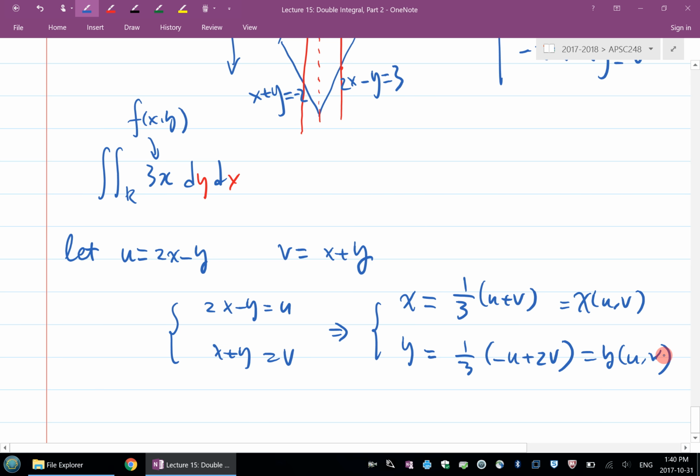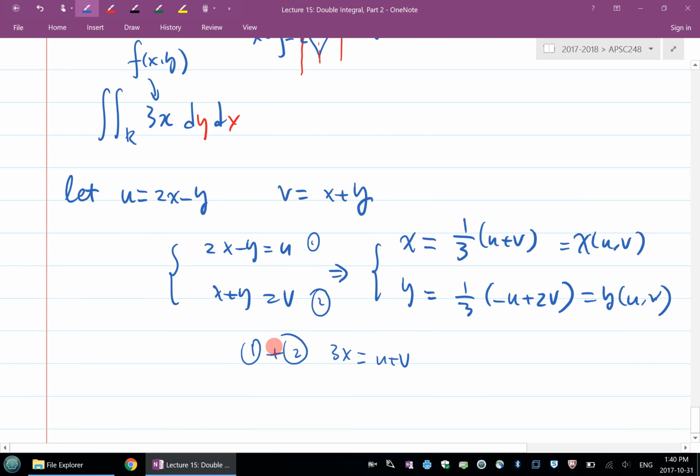Let's say this is equation 1, this is equation 2. If you use equation 1 plus 2, what do you get? 3x equal to u plus v, and that gives you x equal to this. Or you can use 2 times equation 2, 2x plus 2y, then minus equation 1. So you get 3y equal to 2v minus u, right?